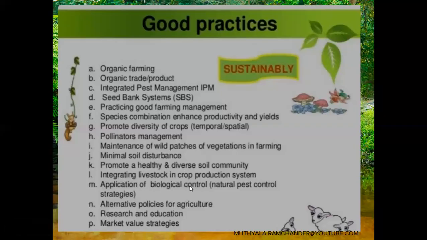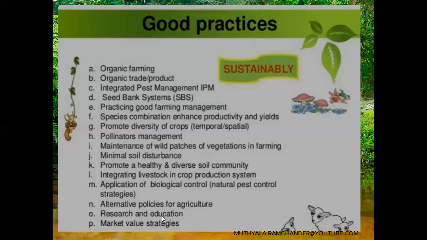And application of biological controls is mainly implemented by natural pest control methods. We cannot use chemicals for pest control. We use biological methods for the control of pests. And alternative policies means crops having more price and good yield are cultivated in the different types of soils.